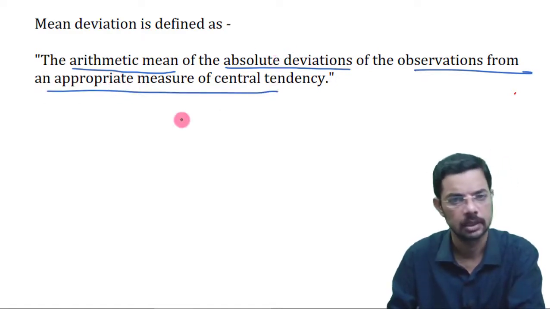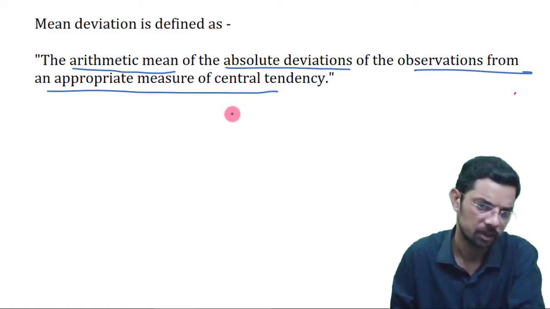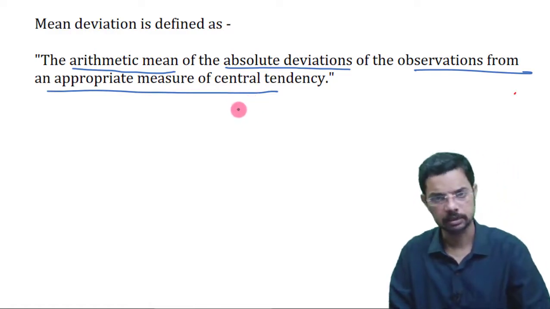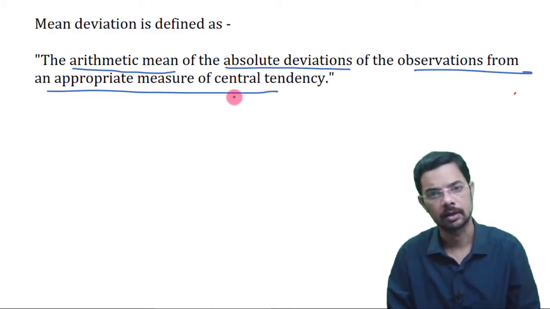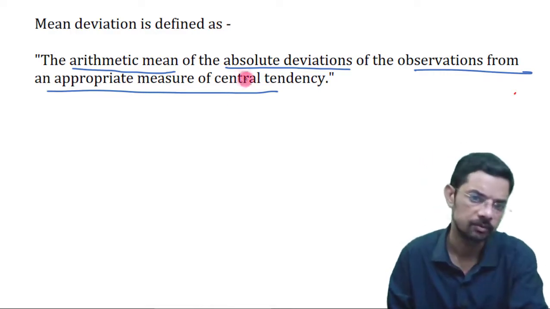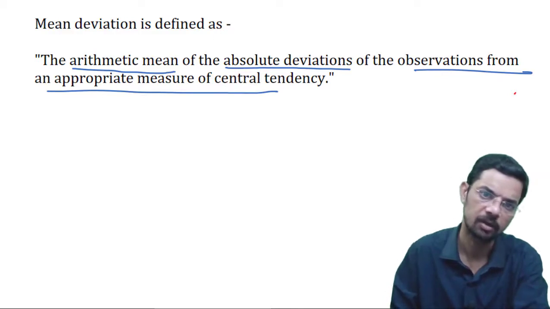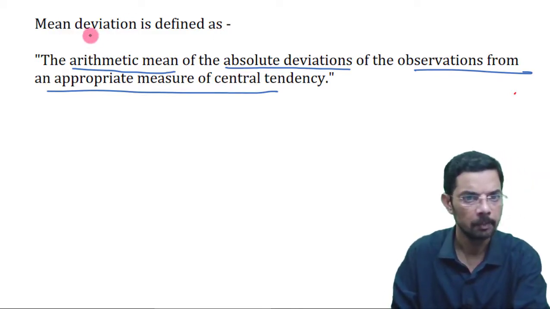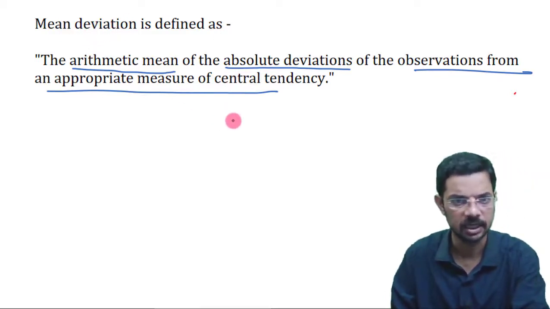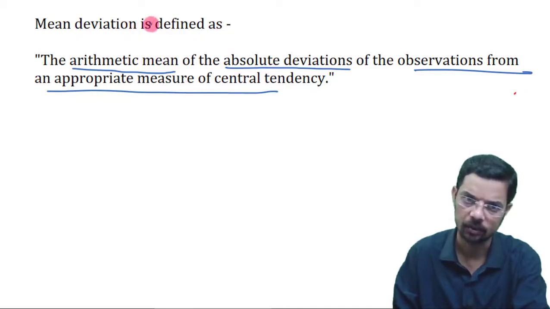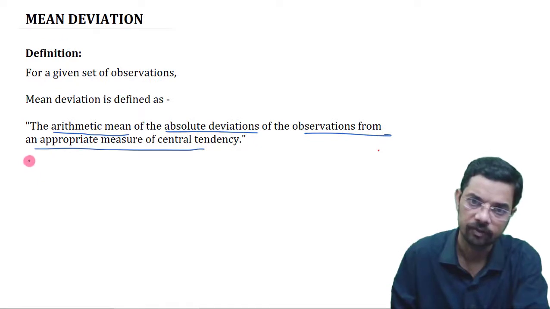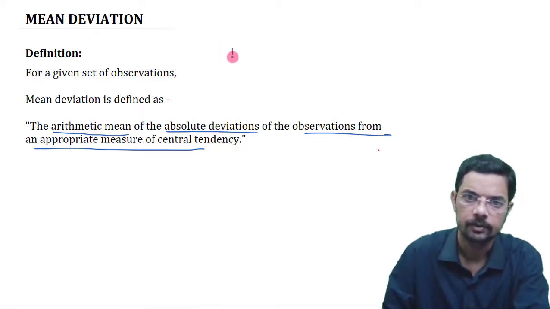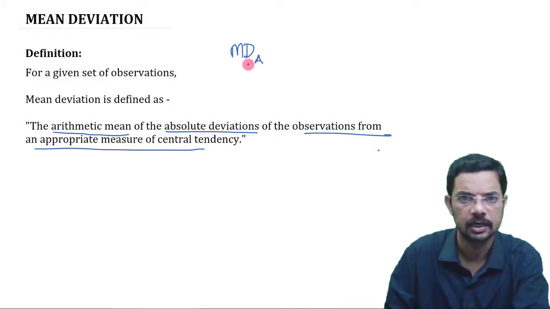Suppose we fix A as the mean, then the mean deviation will be called mean deviation about the mean. If the central tendency is taken as the mean, then we get mean deviation about the mean. Otherwise, if we take it as the median, we get mean deviation about the median. So, this is mean deviation about some measure of central tendency.